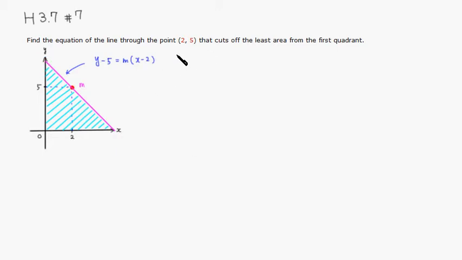If you want the y-intercept, we set x equal to 0. This gives you y minus 5 is equal to 0 minus 2, so it's negative 2m. By adding 5, the y-intercept is going to be negative 2m plus 5.